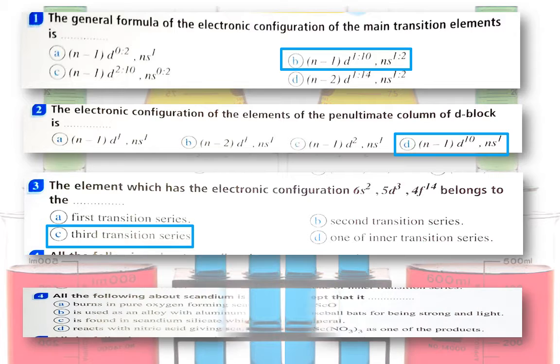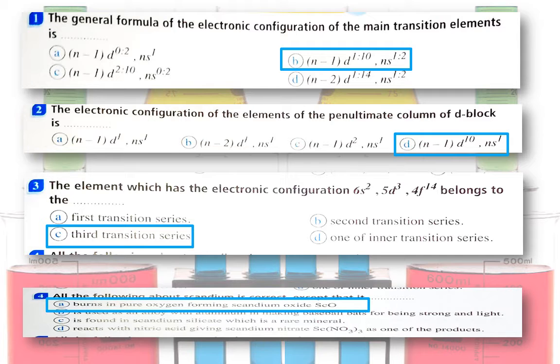Okay, another question. Question number 4. All of the following about scandium is correct, except. What do you think? Scandium has different properties from the first one. I think it's the right answer: burns in pure oxygen, forming scandium oxide. Okay, it makes different forms according to burning completely or incompletely.